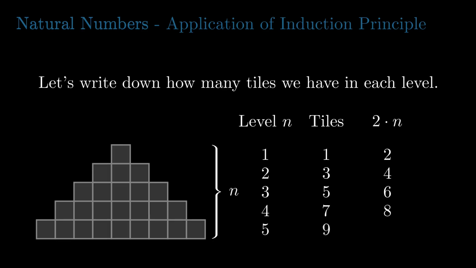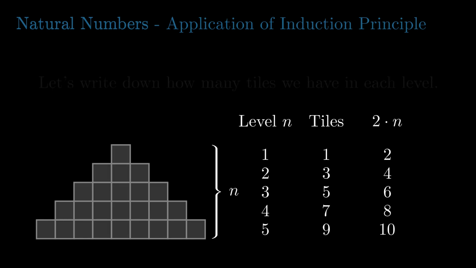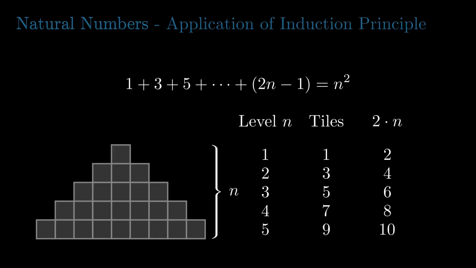Getting the correct number of tiles in each level is easy. It just takes to subtract 1 from 2n in every case. Therefore, to get the total number of tiles, we must sum the obtained numbers. In other words, the formula we were looking for is 1 plus 3 plus 5 up to 2n minus 1 is equal to the n squared found before.